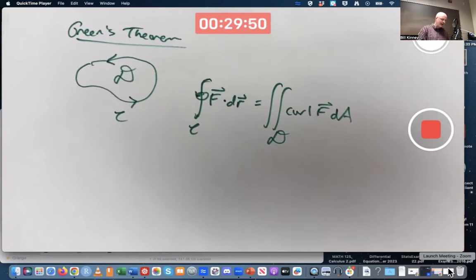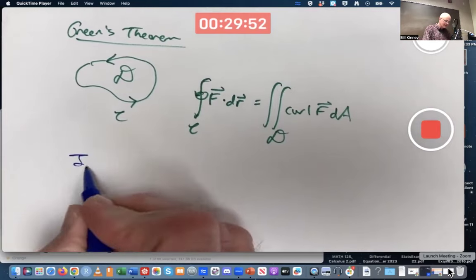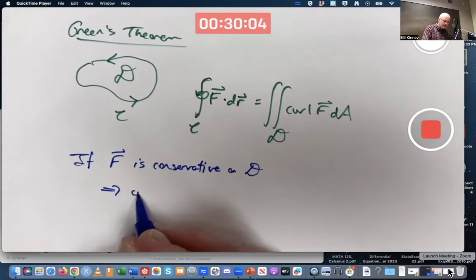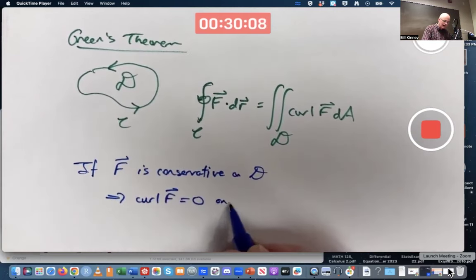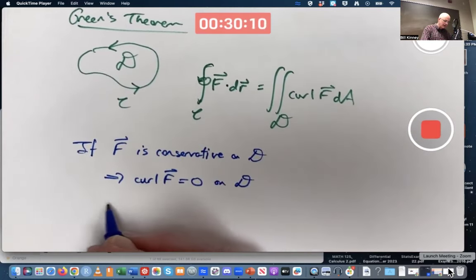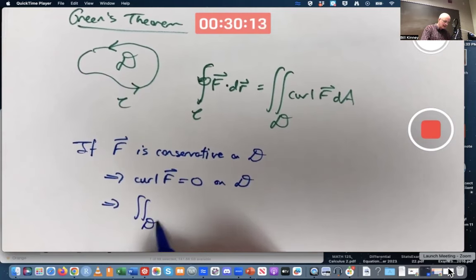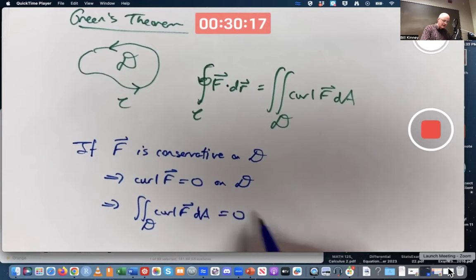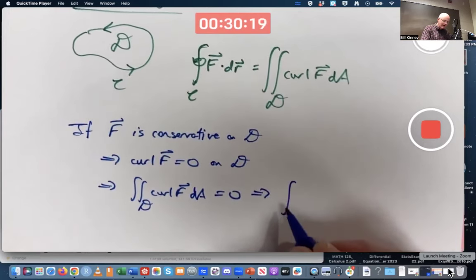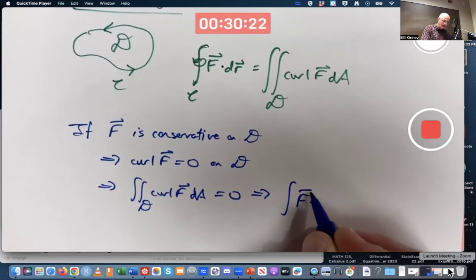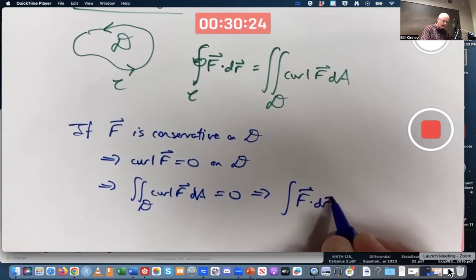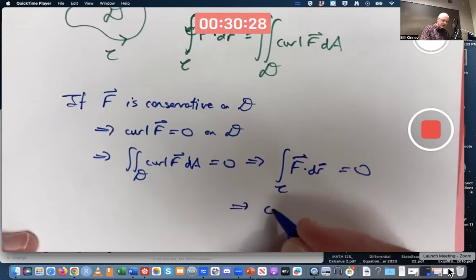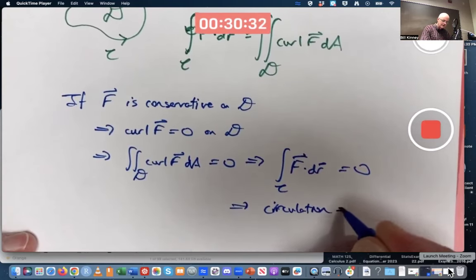And if F is conservative on D, that implies the scalar curl is 0 on D, which implies the double integral of the scalar curl is 0, which implies the line integral of F around C is 0, i.e., the circulation is 0.